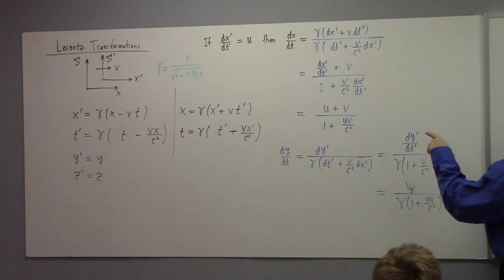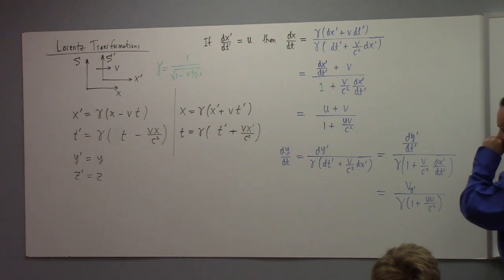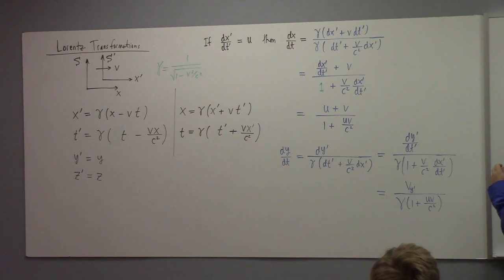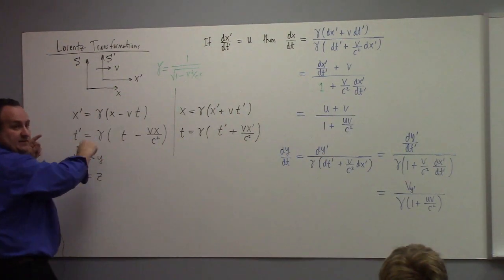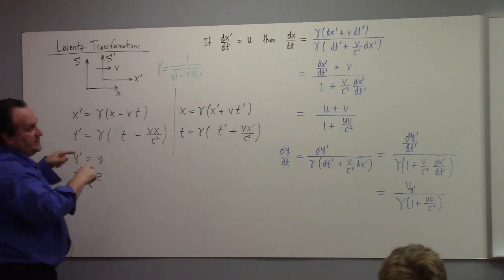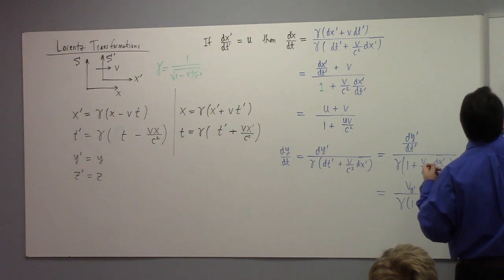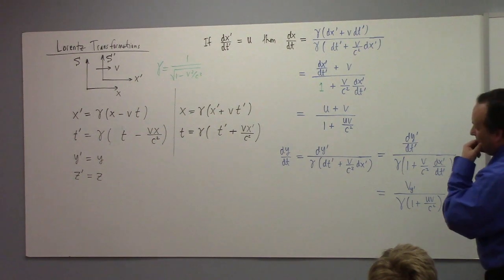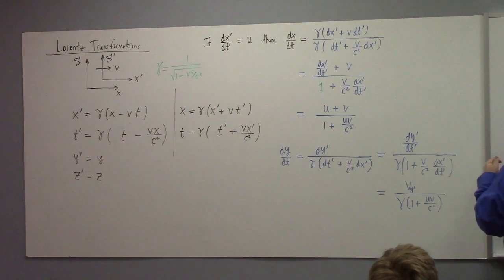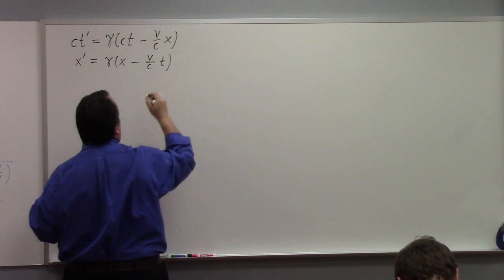ct prime is equal to gamma times ct, minus v over c times x. Do you guys see that? So what I did was I took the equation for t prime and I multiplied by c. It looks like this, right? On the other hand, x prime is equal to gamma times x minus vt, but I'm going to rewrite that as v over c times ct.